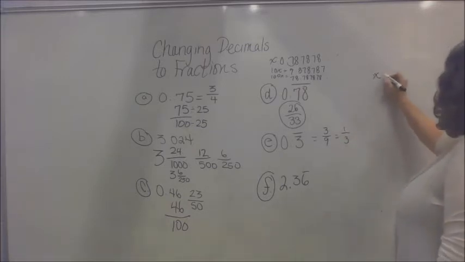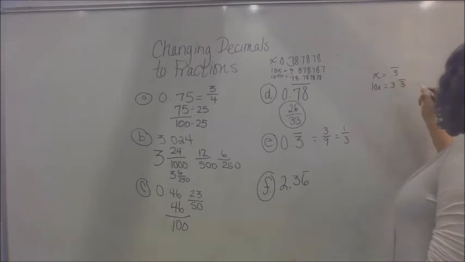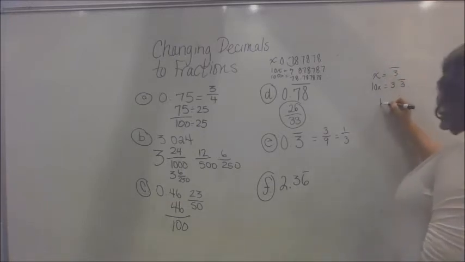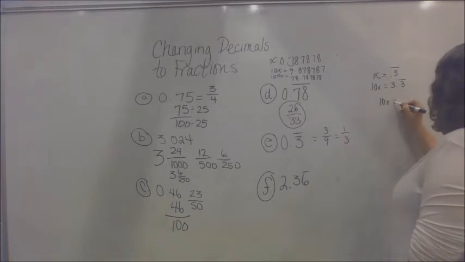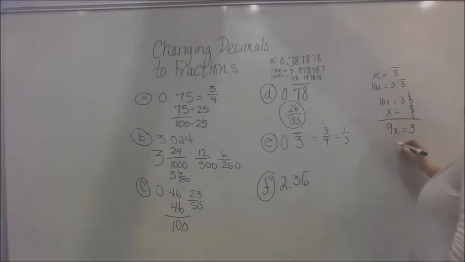So x equals 0.3 repeating. 10x equals 3.3 repeating. I have the same thing behind the decimal, so I can go ahead and subtract these two from one another. This part cancels. This gives me 9x. This gives me 3. x equals 3/9. And then I can simplify it.